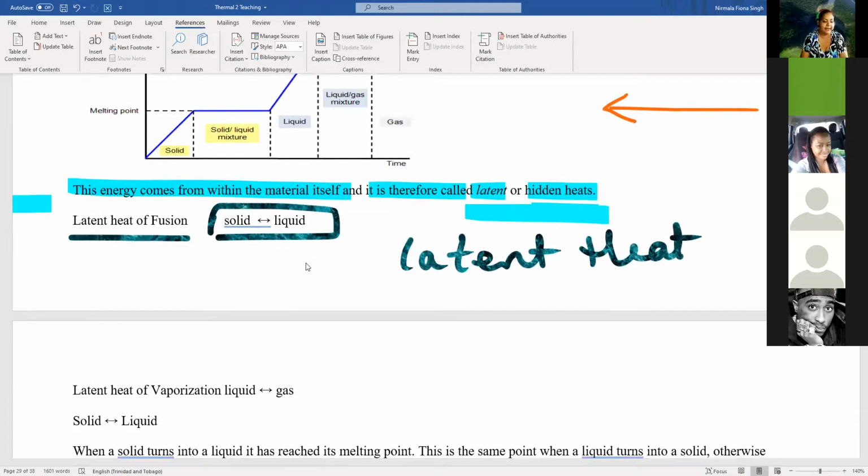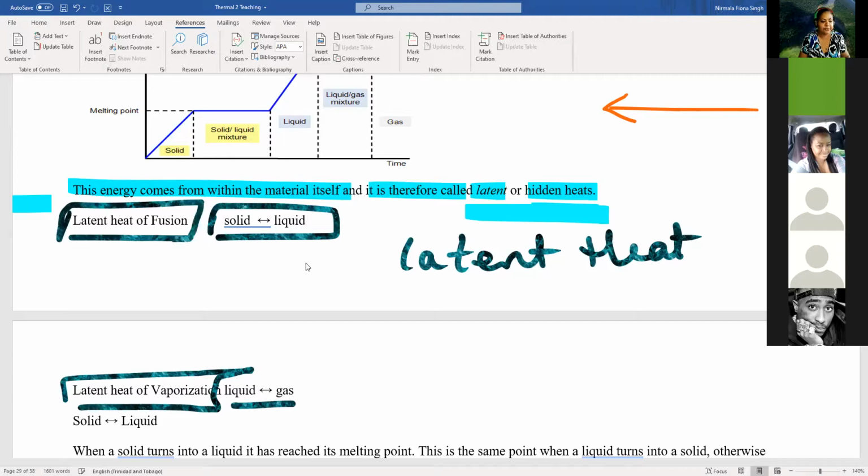And then we have the next one, latent heat of vaporization, where we go from a liquid to gas or gas to liquid. And the English is going to tell you what it means. Fusion means to fuse together. And when I fuse something together, rather than get a liquid, you're going to get something more concrete or something more stable. You're fusing stuff together. Vaporization, well, that's obvious.